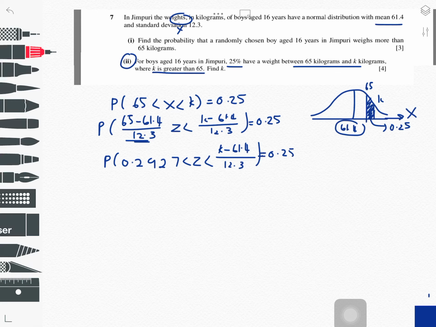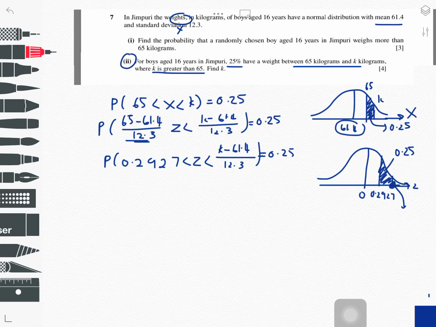Now it's the same image. It's just that you're going to put a z here, and then the middle part is going to be 0. Nothing is changing here. This is the exact same 0.25. The area below the curve is exactly 0.25. This part, you know, it's 0.2927, and this is the part which you actually don't know. This is where the k is being hidden.